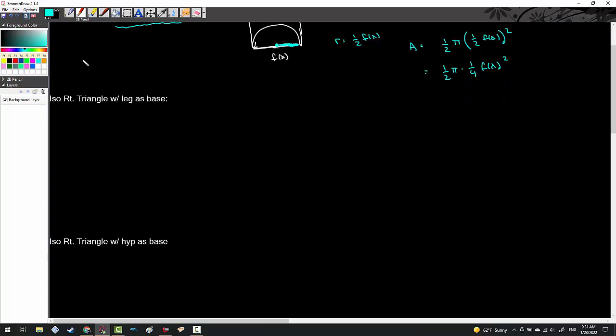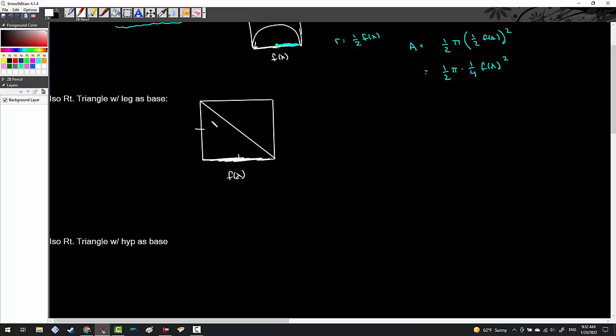Isosceles right triangle with a leg as the base. Again, let's try and reconcile this with a square. What is this going to look like? Well, a square is pretty simple. I mean, it's just that, right? We know that the base is f of x. And an isosceles right triangle with the leg as the base, well, that's an isosceles right triangle right there, right? We've got these legs being congruent.